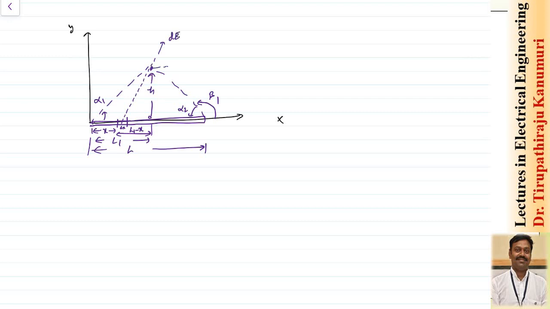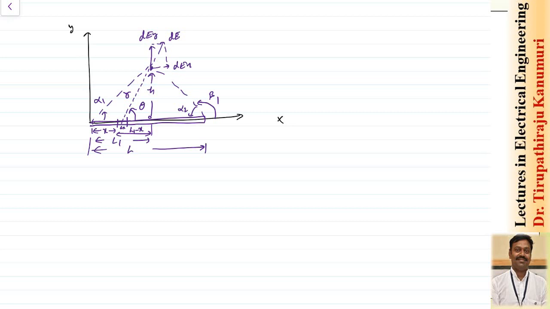This is my dE. So dE is having two components. One is dEx in the x direction. Similarly in the y direction, this is dEy. Is it clear? So let us take this distance as r, small r. So let us assume it is making an angle of theta.